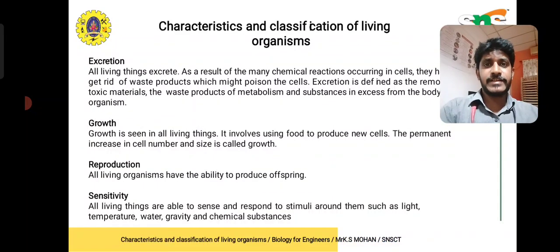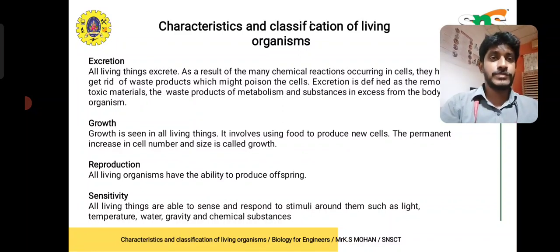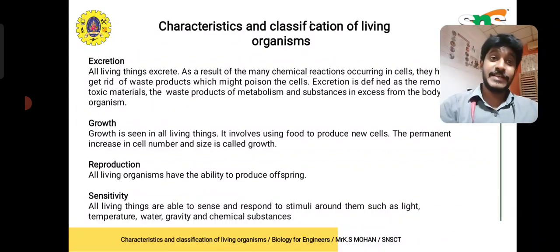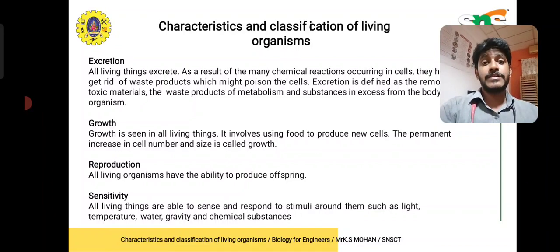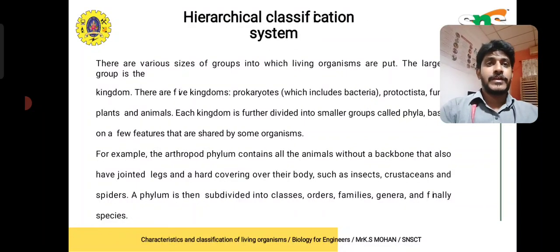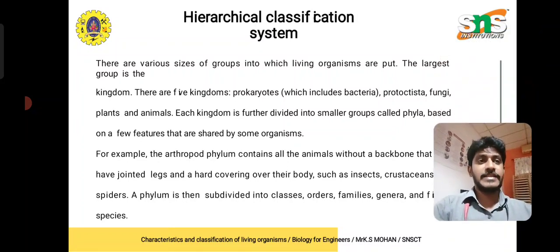The next is excretion, and growth. Growth is seen in all living things. It involves using food to produce new cells, and the permanent increase in cell number and size is called growth. Reproduction: all living organisms have the ability to produce offspring. Sensitivity: all living things are able to sense and respond to stimuli around them, such as light, temperature, water, gravity and chemical substances.